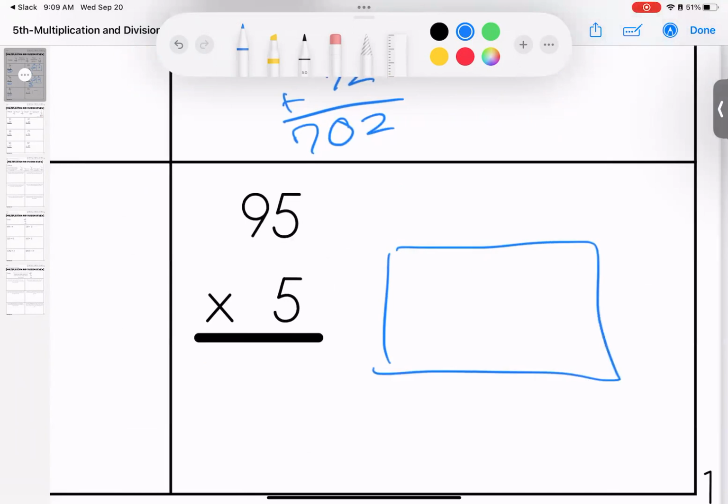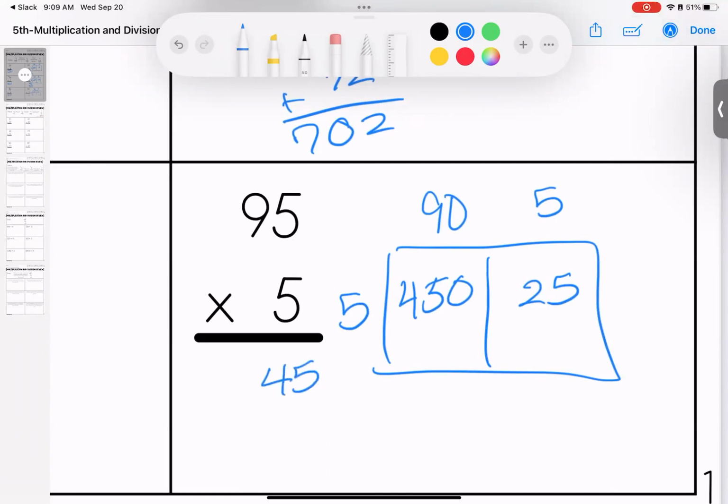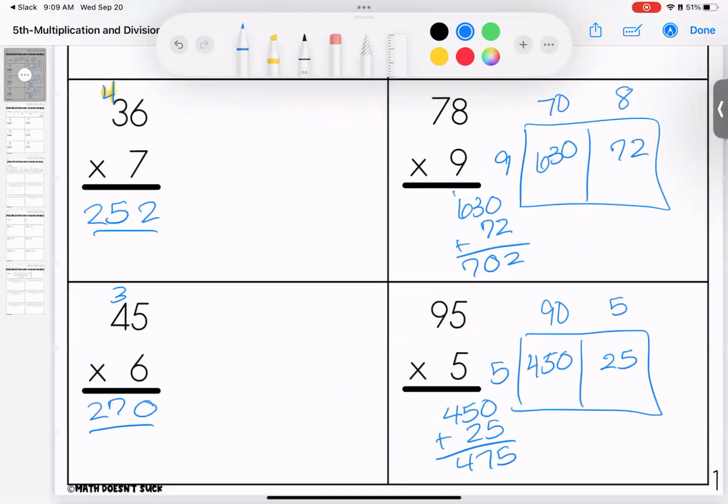Last one for this page, we'll box 90, 5, and 5. 5 times 9 is 45 with a 0. 5 times 5 is 25. 450 plus 25 gives us 475. If you have any questions on this page, please feel free to bring it to class.